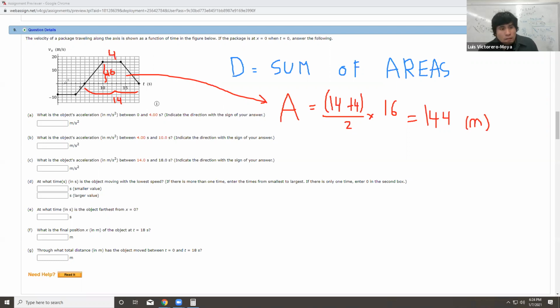Positive. This area, however, is negative. It's another trapezoid. The major base is 6 now, right? Wait. Why did I put that? My God, this is 12. Sorry, guys. I don't know what I'm thinking today. Thinking that is 4. This is 12. So this is 12.